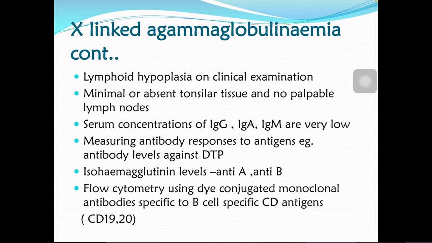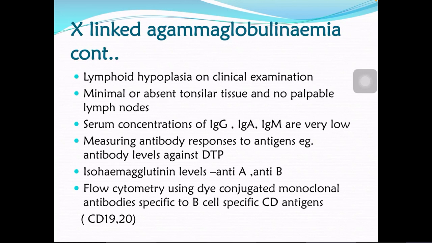Your serum immunoglobulins will be very low. Then you could also measure the antibody response to the normal immunizations that are given. You might check whether the patient has developed antibodies against the diphtheria, tetanus, pertussis vaccine, which is administered at 2 months, 4 months, and so on. If they have not developed antibodies, that means there is a defective antibody response. There is also the possibility of measuring isohemagglutinin levels, that is, checking whether there is anti-A or anti-B in the patient.